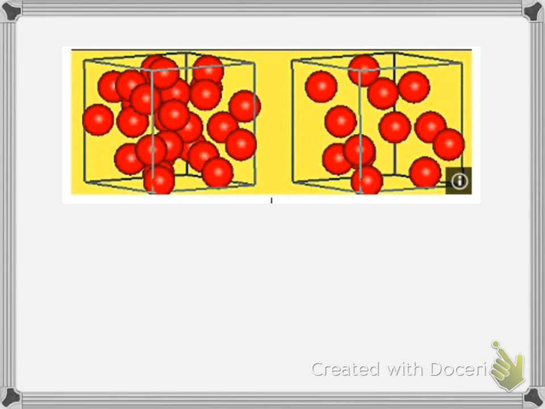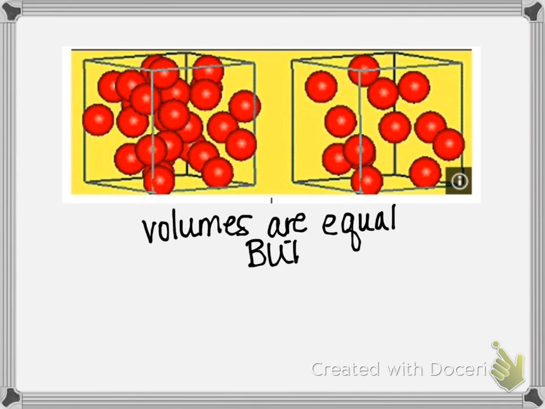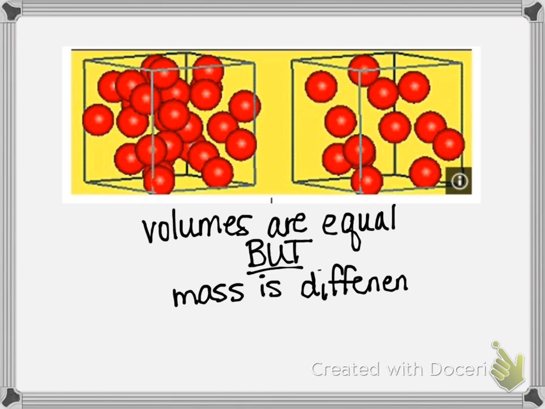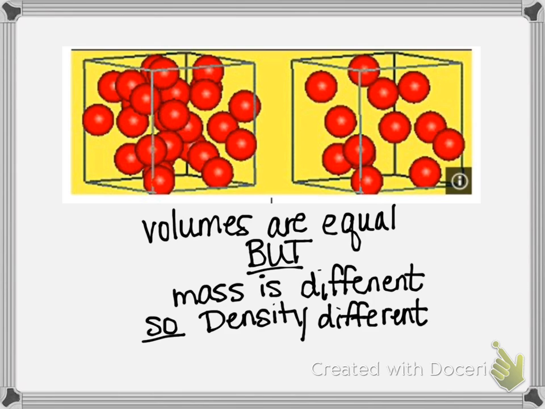Okay, now we're going to look at some density examples. As we see these two cubes here, we're going to notice that they're taking up the same volume. So their volumes are equal, but their mass is different. So you need to write that down. And as you see these, that means that it makes their density different.